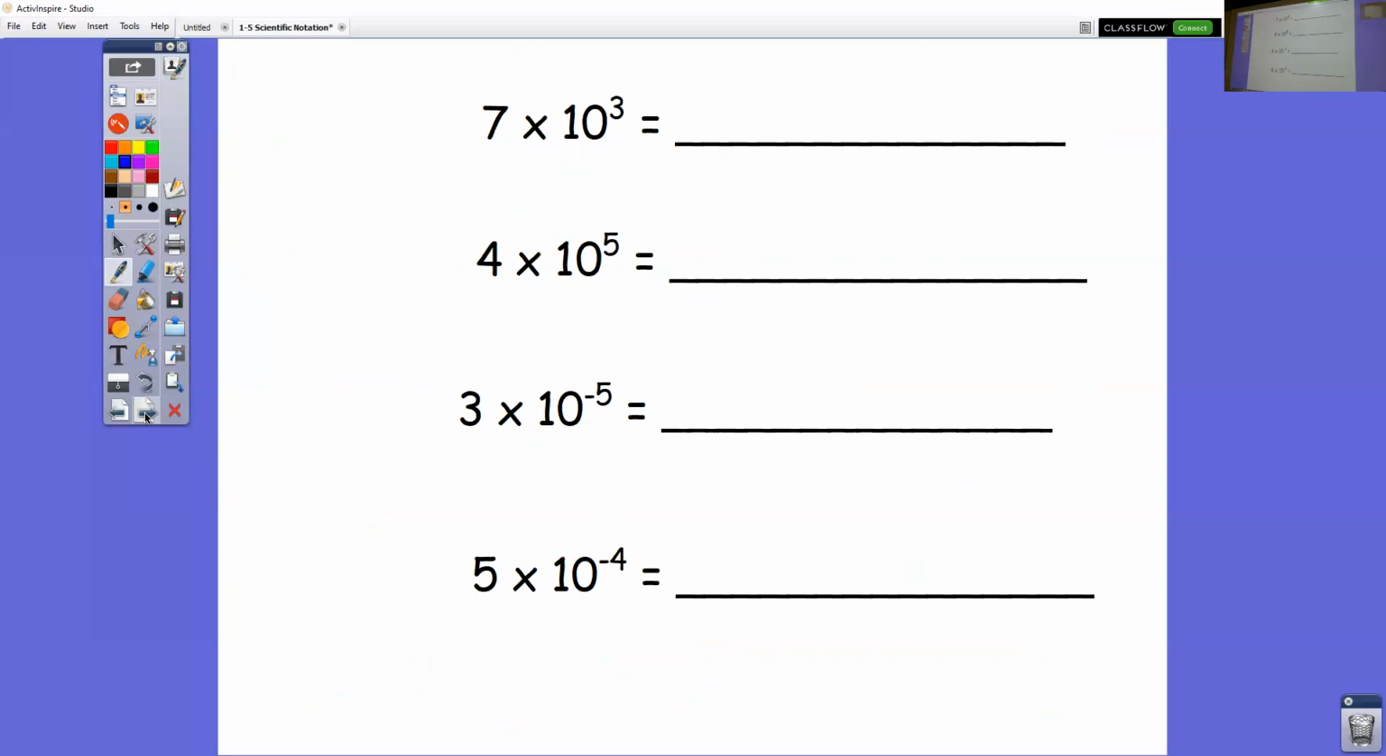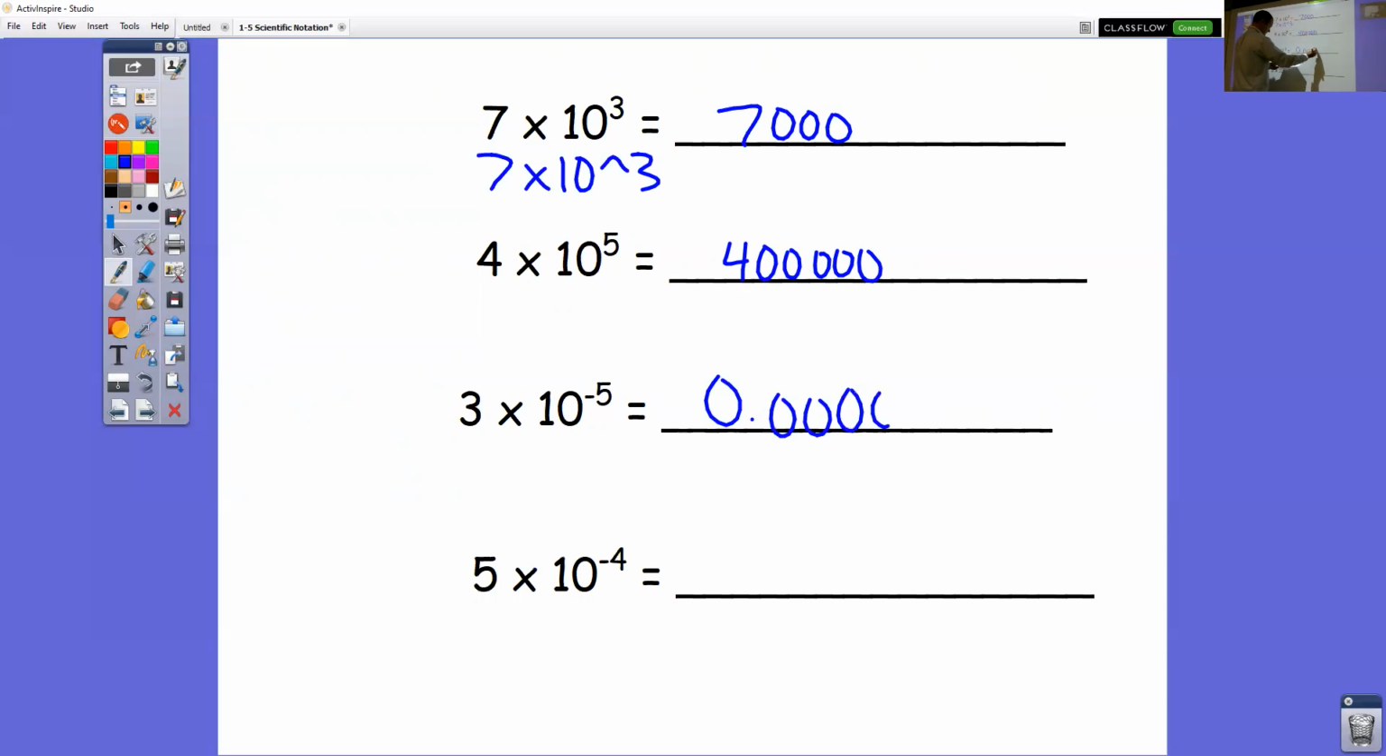Looking at some more, again, I would just type them right into the calculator. 7 times 10, caret button 3. When you do that, you get the number 7,000. 4 times 10 to the 5th. You get the number 400,000. 3 times 10 to the -5th, you get the number 0.00003. And 5 times 10 to the -4th, you get the number 0.0005. So again, all that you want to do with those is just type it right into the calculator.